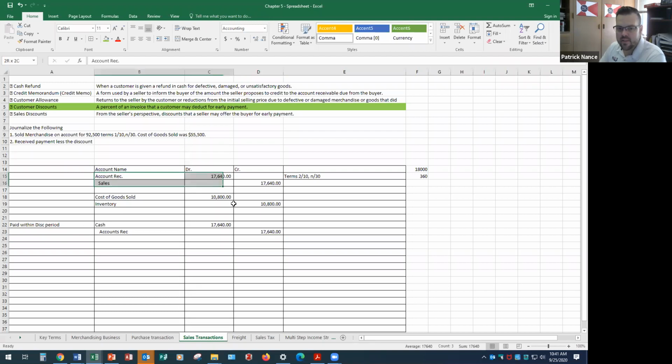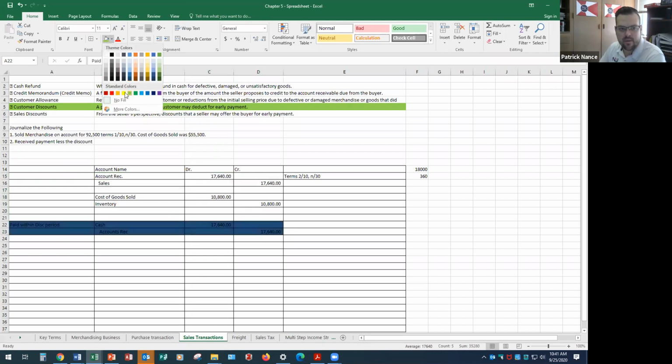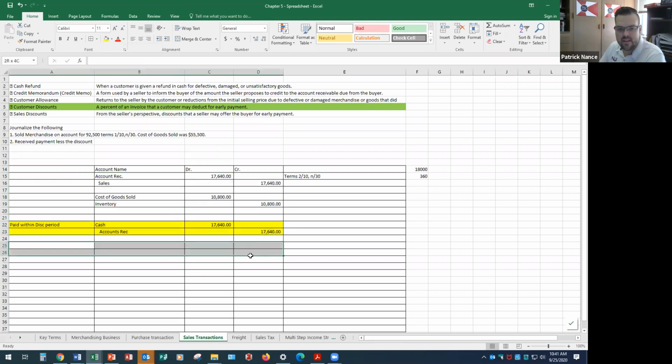Okay, that would be if they paid within the discount period. If I recorded it this way and they paid within the discount period, so this is one example. What happens if they don't? So this same problem, all else being the same, what happens if they don't pay us within the discount period? Well, in that case, they're going to pay us more than $17,640. I'm going to receive the full $18,000, our original number, for cash.